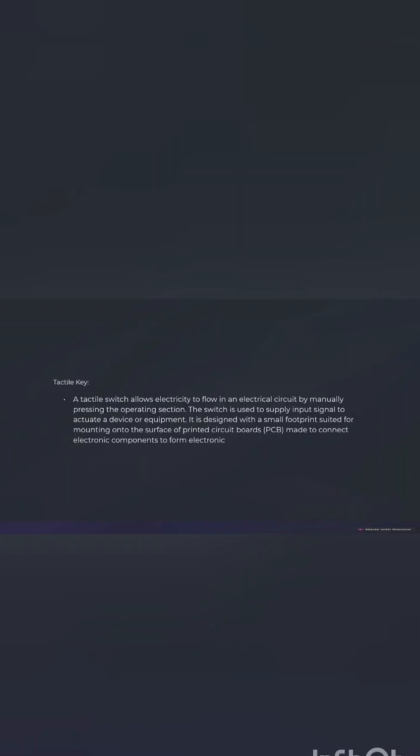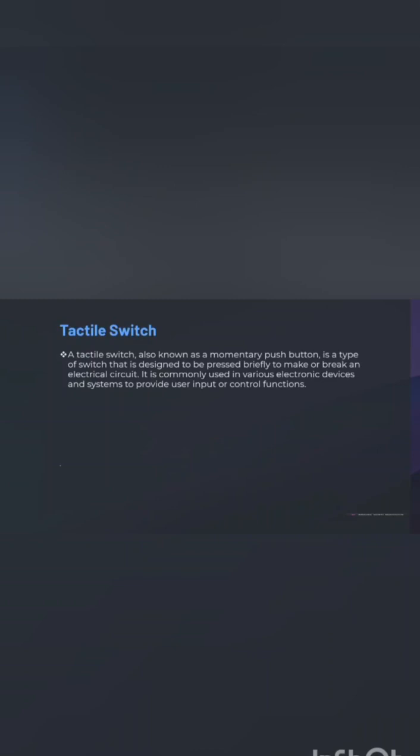Tactile key. A tactile switch allows electricity to flow in an electrical circuit by manually pressing the operating section. The switch is used to supply an input signal to a device or equipment. It's a design with a small footprint, mounted on the surface of a printed circuit board, known as a PCB, made to connect electronic components to form an electronic circuit.